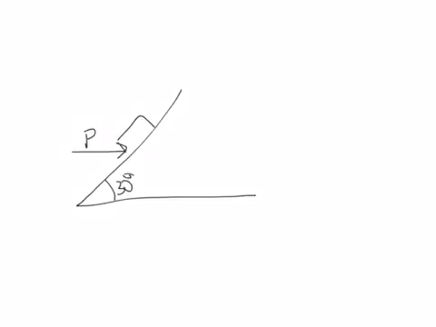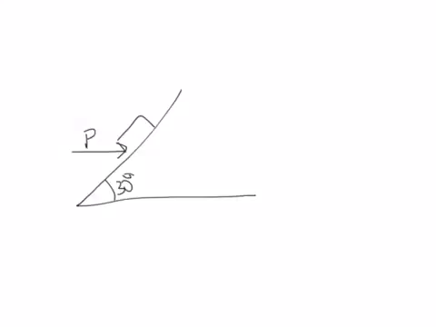For this question, we have a block of mass 8 kilograms which is placed on a rough plane and is inclined at 30 degrees to the horizontal. The coefficient of friction between the block and the plane is a half, and then a horizontal force P is applied to the block. So for part 1, all we need to do is mark on all of the external forces that are on the plane.